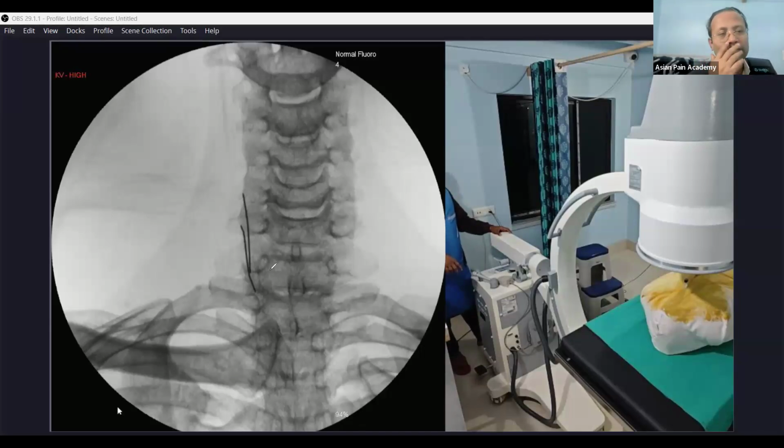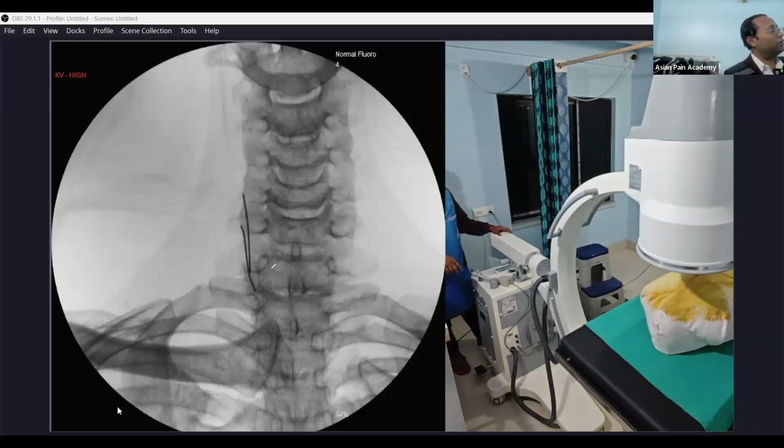And another procedure, which is intra-articular facet joint injection. Usually we do not do that. That is a very risky procedure. You can say a bit risky procedure. But if someone wants to know, then we can of course show you.